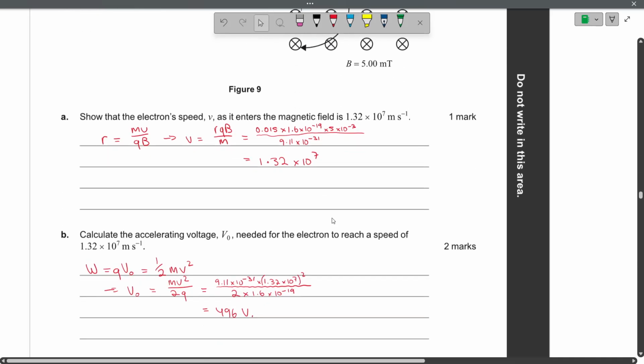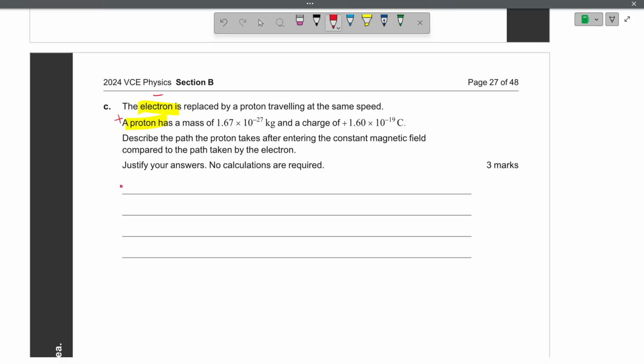So you can definitely say that the path is now anti-clockwise, since the magnetic force is reversed due to the positive charge compared to the negative charge.